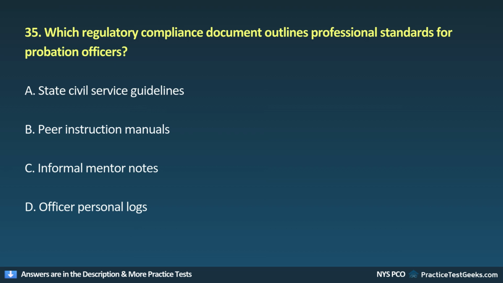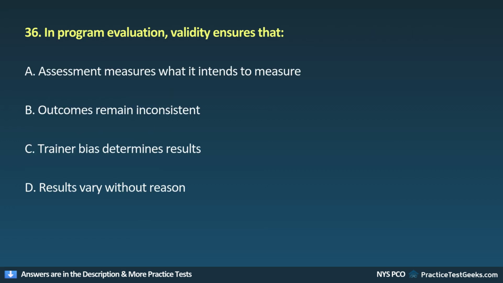35. Which regulatory compliance document outlines professional standards for probation officers? A. State Civil Service Guidelines. B. Peer instruction manuals. C. Informal mentor notes. D. Officer personal logs.